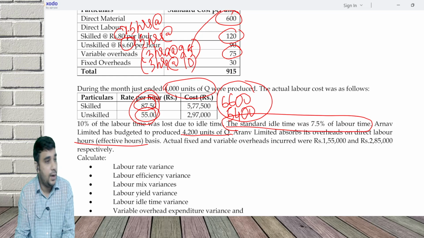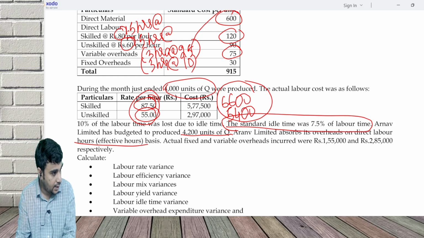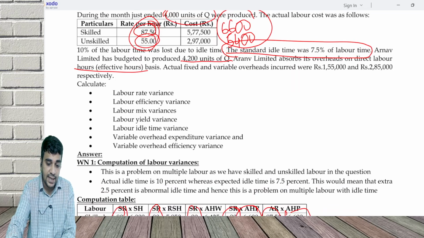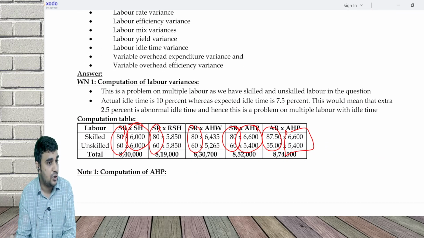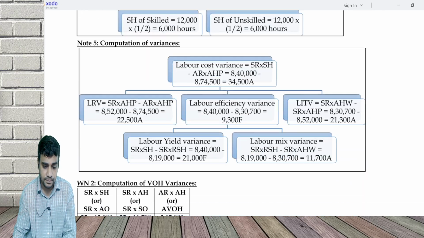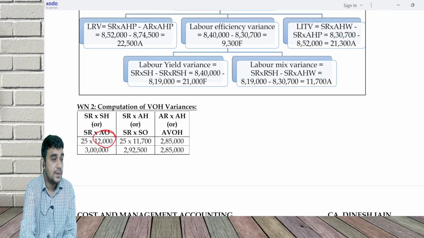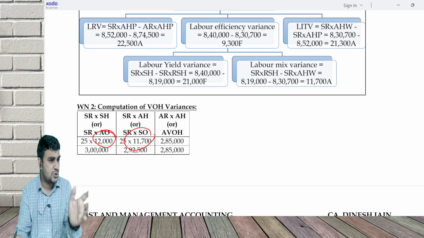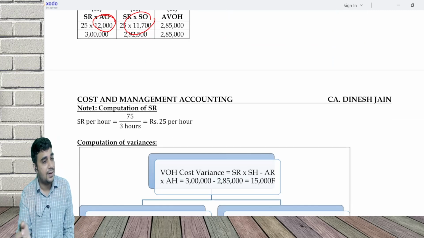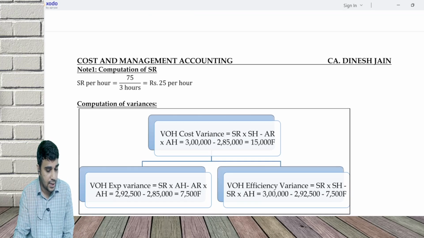Next, when you do variable overhead variances, as I have told, we'll copy paste SH and AH. AH always means AHW, because there is no concept of idle time there. So SH means 6,000 plus 6,000 copy pasted, and AH means 6,435 plus 5,265 copy pasted. You will see these numbers copy pasted here. Then you calculate the variances; that is all normal calculation. Any doubts on this?